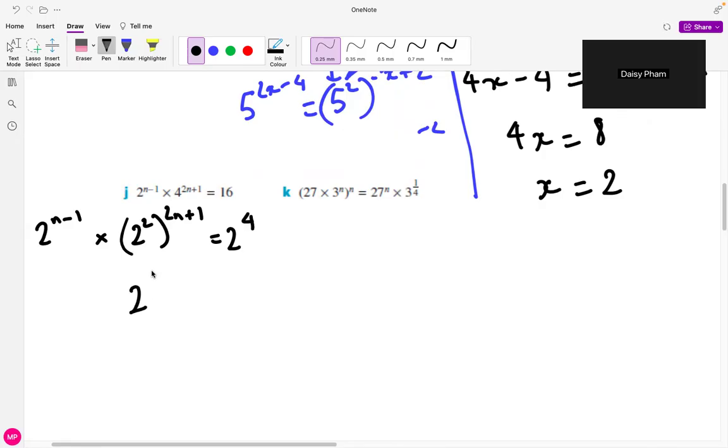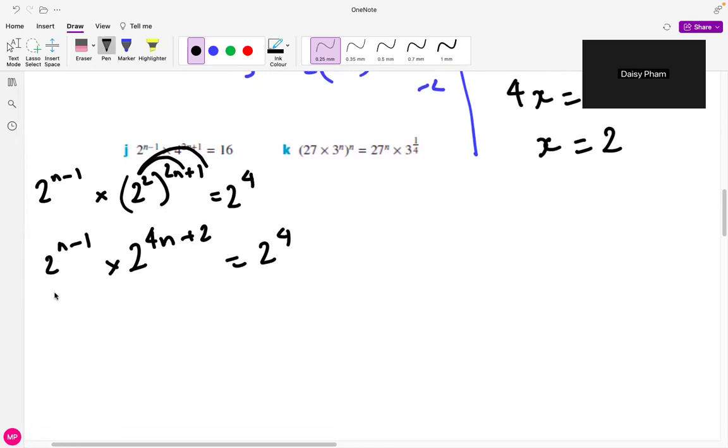So 2 to the power 4n and then 2 times 1 equals 2. Okay, equal 2 to the power 4. Then you have times by 2 to the power n minus 1 here. Then index law, when you times and have the same base, you can add the power together. So 2 to the power n minus 1 plus 4n plus 2 equal 2 to the power 4.